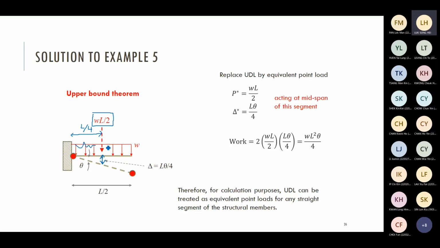Now you can ignore the UDL. Just treat this as a concentrated force. Concentrated force times delta gives you external work. Same numbers. So you can calculate external work by considering equivalent point loads, if you like. Just see which one is more comfortable from your point of view. You may use integration, or you may convert the UDL to an equivalent point force, and then treat this as a point force. Force times displacement gives you work done.